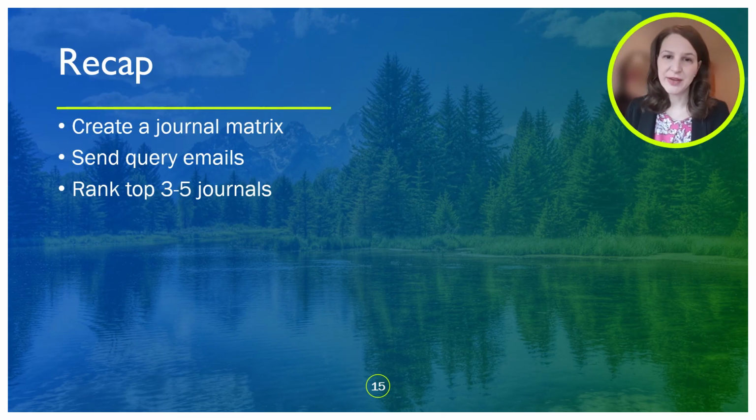To recap this video, we discussed creating a journal matrix to organize information about each journal, such as their mission and scope, readership, article types, and impact factor, as well as the editor's response to your query email. This information allows you to rank the top 3 to 5 journals to send your manuscript to, keeping in mind that you can only submit to one journal at a time.